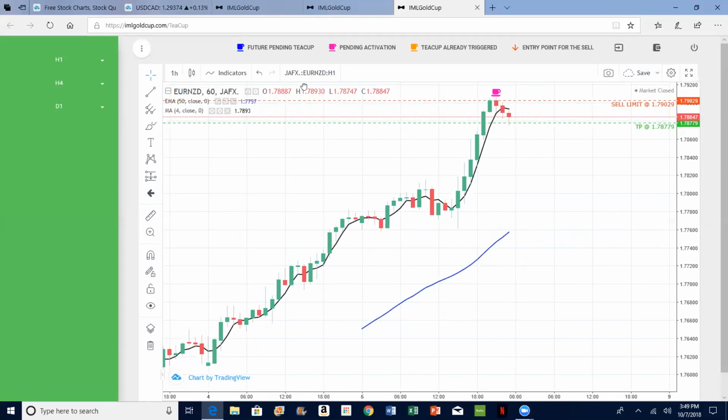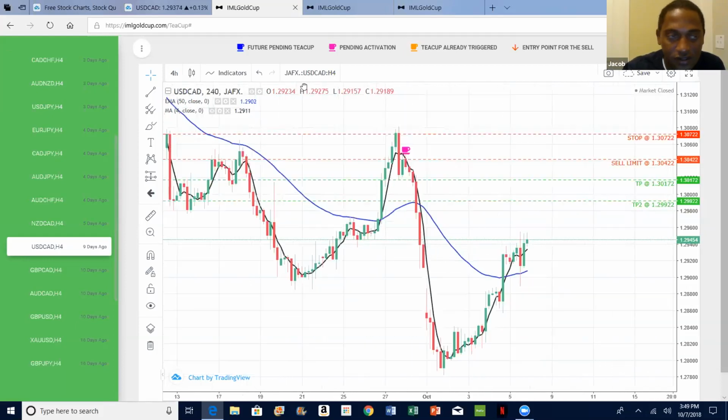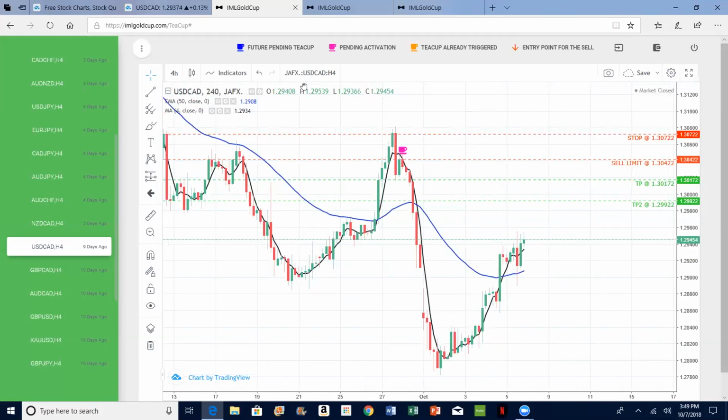So what I have done, now that I am part of IML, they have come out with Teacup. And I have been using the Teacup strategy. As you can see, it's up. I have it on the 4-hour for the USD CAD. Of course, the market isn't open right now, so we're just going off of what we see as far as the charts.